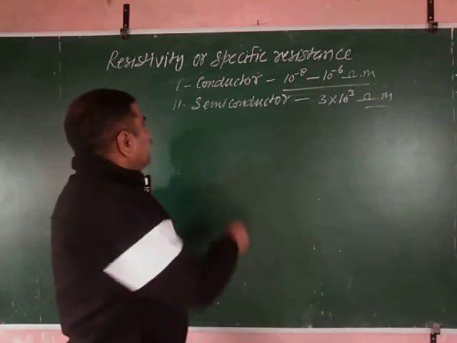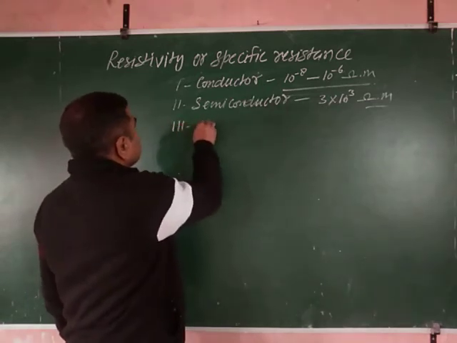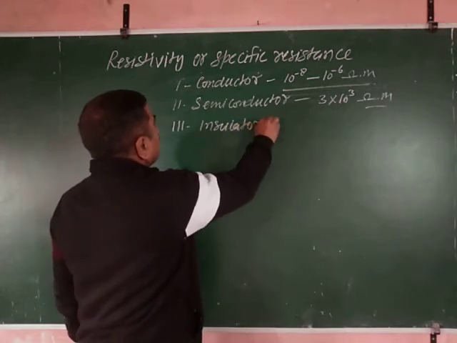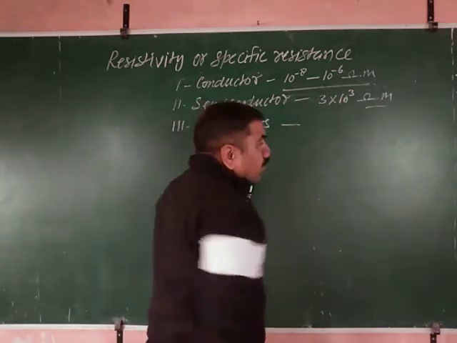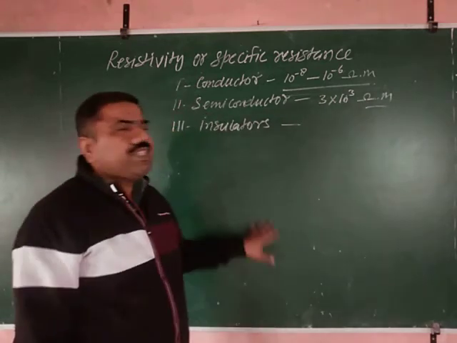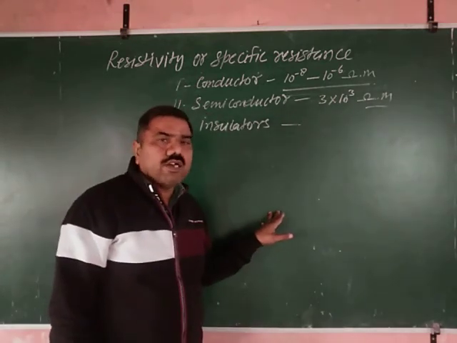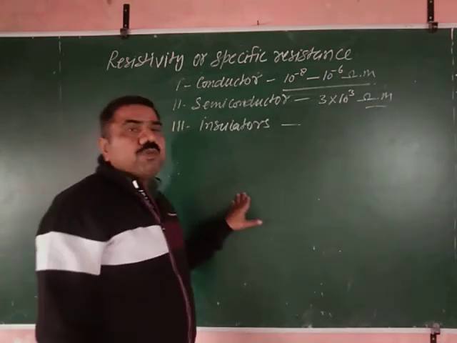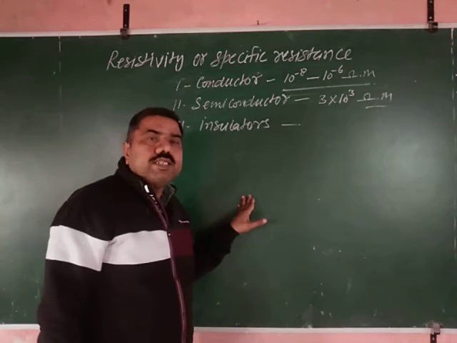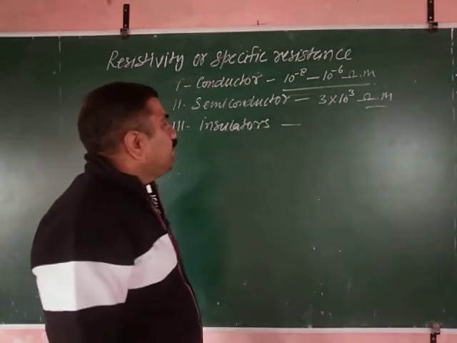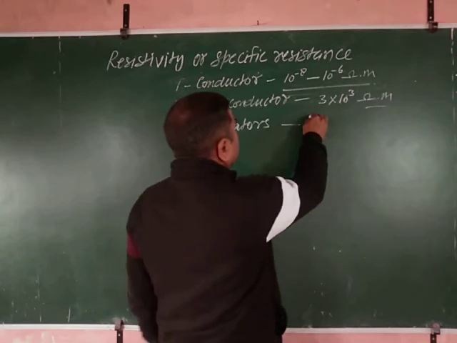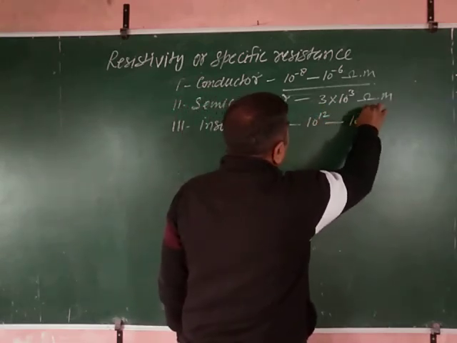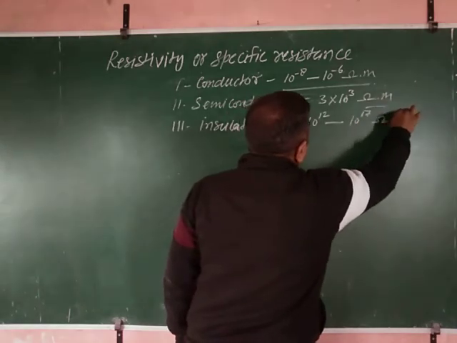The next category is insulators. Insulators are those substances which cannot conduct electricity at all, and they have a large positive value for resistivity. Their resistivity ranges from 10 to the power 7 to 10 to the power 12 ohm into meter.